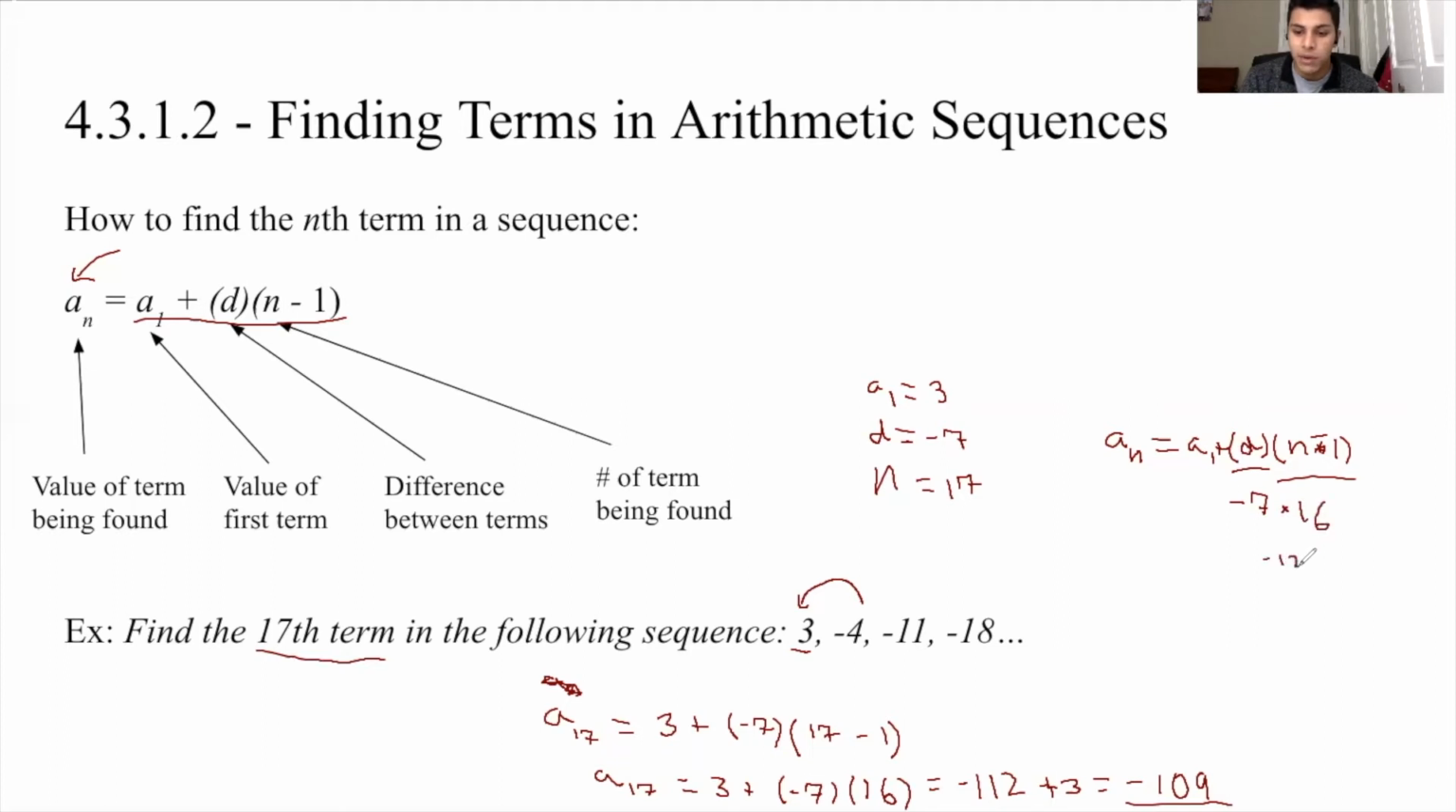That got us negative 112. And that's why we add that to the value of the first term, because that's essentially what you'd be doing without the formula, but this formula just simplifies it a little bit.